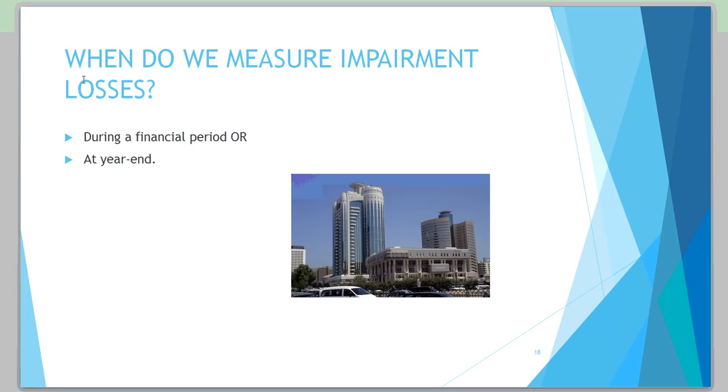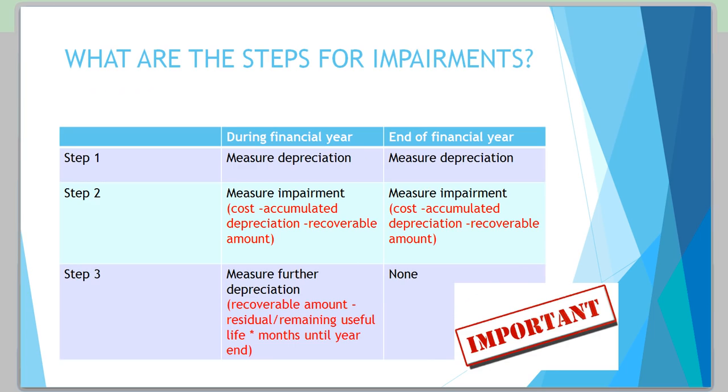When do we measure impairment losses? Well, impairment losses may occur during a financial year or at year end. And this is very important for you to read in your question. So I've created a table here for you so that you can see what to do. For impairment losses, you must first determine: is the impairment loss written off during the financial year or at the end of the financial year?